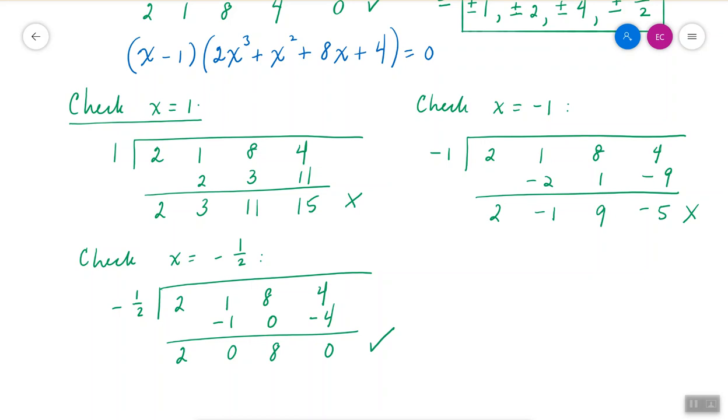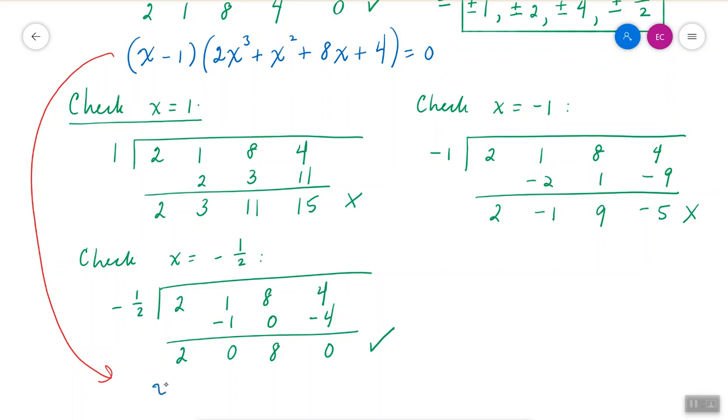Okay, fantastic. So what does this tell us? This tells us that negative 1/2 is a factor. I'm sorry, negative 1/2 is a 0. The factor would be x plus 1/2. The other thing that it tells us is how to factor this cubic up here. So let's go ahead and bring it down and write it out.